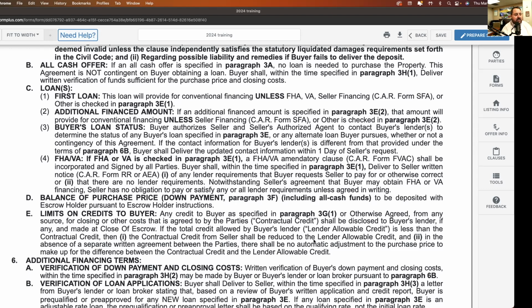And in the absence of a separate written agreement between the parties, there shall be no automatic adjustment to the purchase price to make up for the difference between the contractual credit and the lender allowable credit. So what that's saying is this: I ask you for $10,000 closing credit. The lender only allows $8,000. $2,000 is going back to the seller. And what they're talking about is no automatic reduction in price.